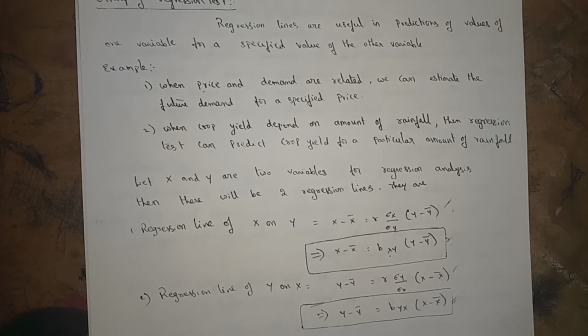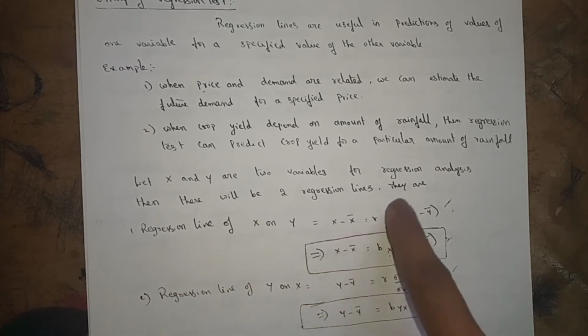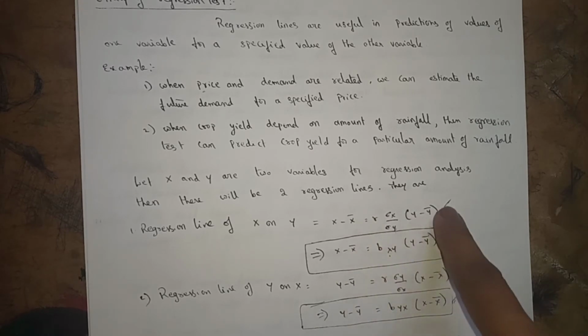y minus y1 is equal to m into x minus x1, the equation of the straight line in two-point form. What is m? m is the slope. Slope formula, m is equal to y2 minus y1 by x2 minus x1. In the same way, like that only. But here, regression line x on y: x minus x bar is equal to r into sigma x by sigma y into y minus y bar.